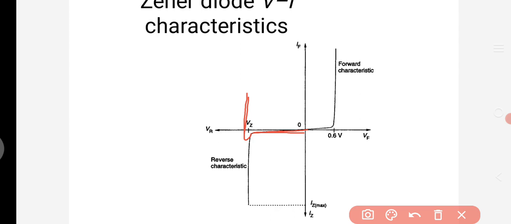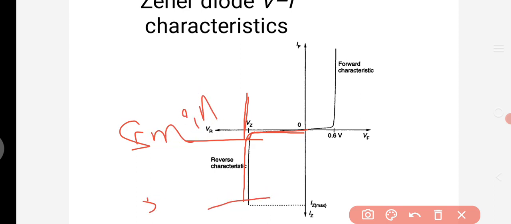Once it crosses the breakdown region, a small change in voltage gives a large change in current. This is I minimum, and this is I maximum. The interval between the minimum and maximum current is used as the regulating region of the Zener diode. These are the VI characteristics of the Zener diode.